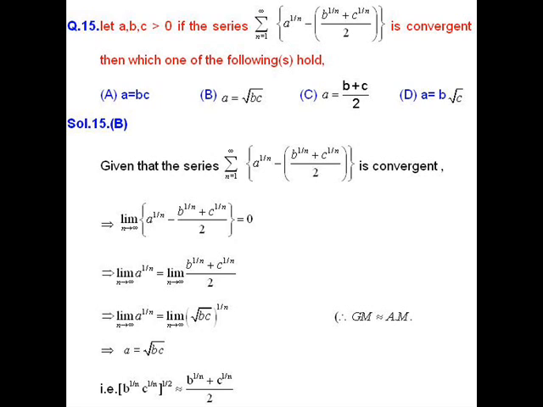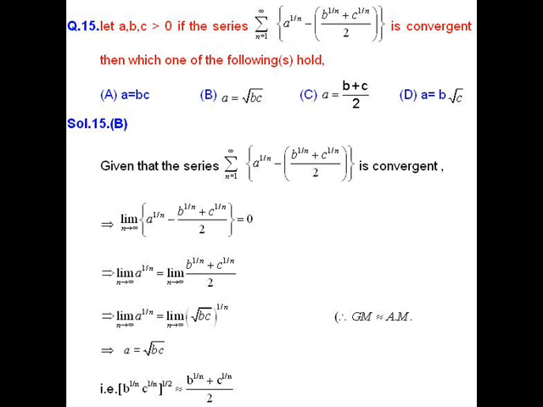Now we know if a and b are two positive numbers, then their geometric mean is at most their arithmetic mean, that is, square root of ab is at most (a plus b) by 2. And here we have the numbers b to the power 1 by n and c to the power 1 by n. So we have b to the power 1 by n times c to the power 1 by n, that under the square root is compared with (b to the power 1 by n plus c to the power 1 by n) divided by 2.